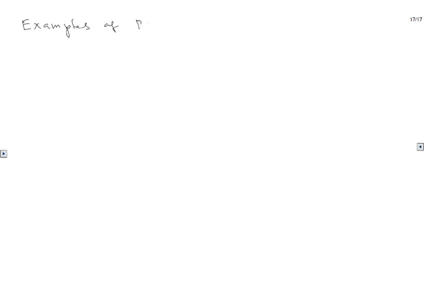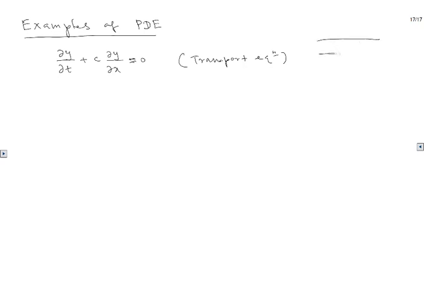Examples of partial differential equations. So for example, we have, let's say, partial y over partial t plus c partial y over partial x equals 0. Okay, so this is what we normally call the transport equation. Transport equation.